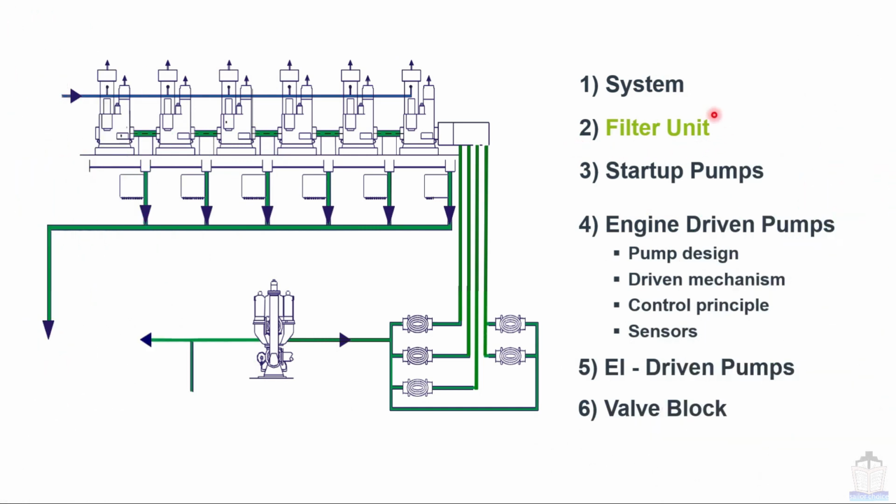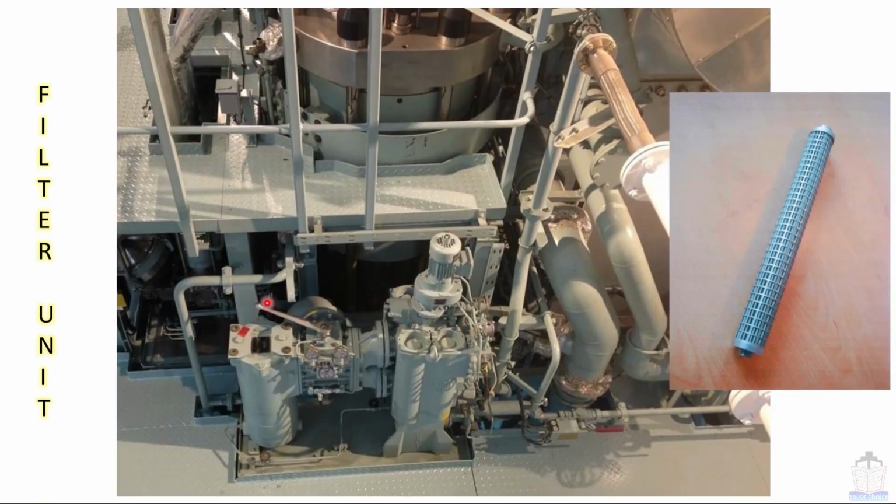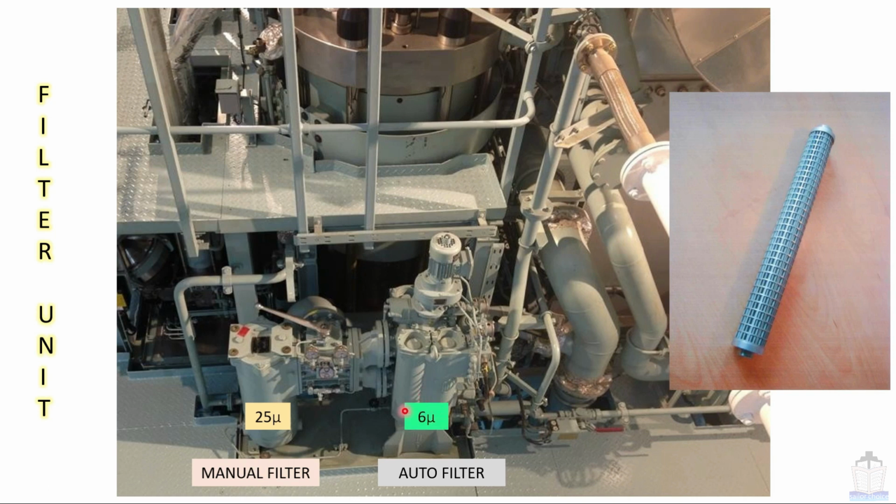Now we will talk about the filter unit. This is the filter unit, so we are going to see about the same. This is called the manual filter and it is of 25 micron. This is the auto filter and this is of 6 micron. This candle filter is part of this auto filter. This auto filter must be in use all the time, and in case of any maintenance this manual filter can be used. This is the indicator of differential pressure across the filter unit.